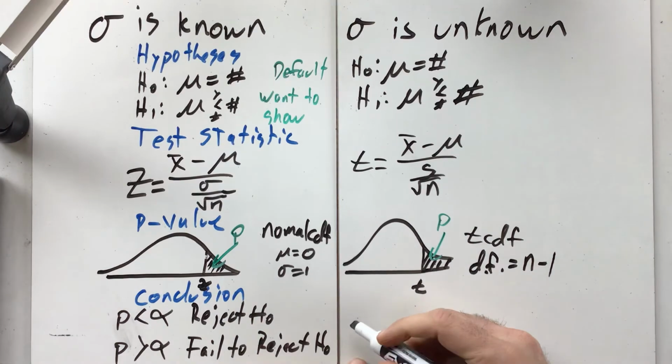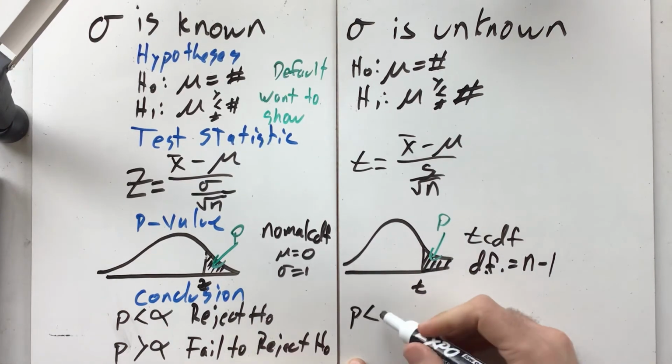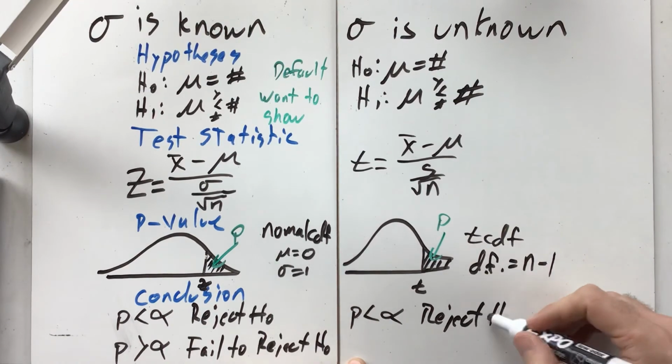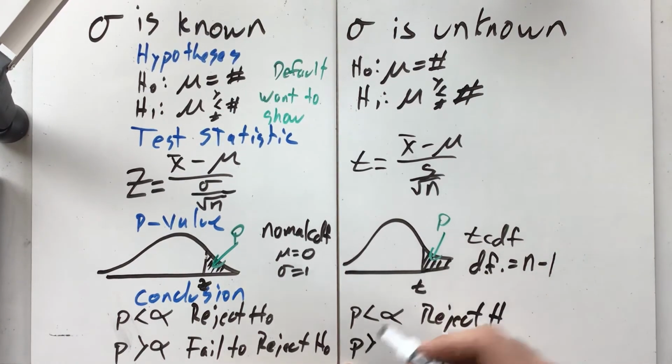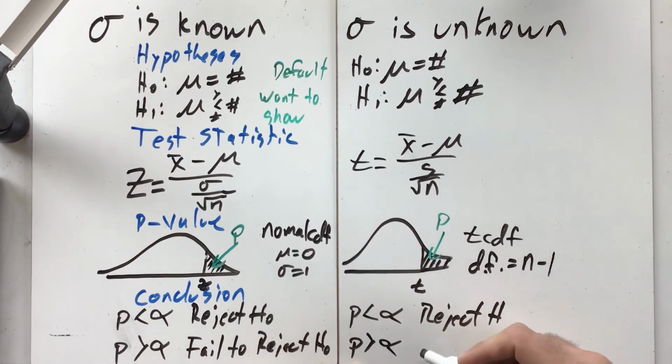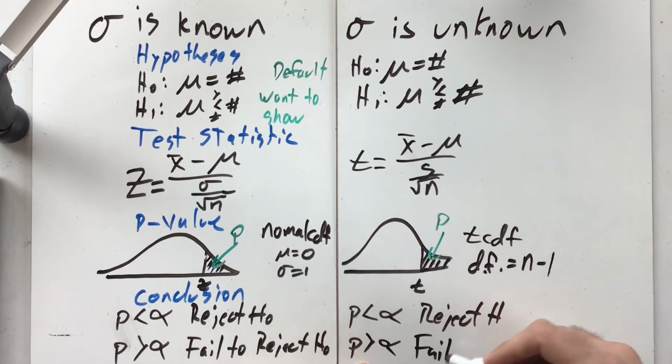And finally, our conclusions are the exact same. So once we have this p-value, we make the exact same conclusion. We draw our conclusions in the same way.